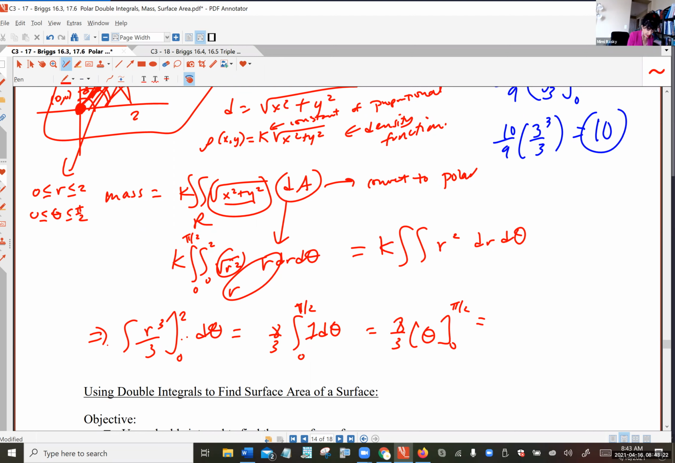K is still there. And your final answer, you got the K, the 8/3 times the pi halves. And I'm going to reduce this to lowest terms, and I get 4 pi K thirds. And there is the mass of this planar lamina.